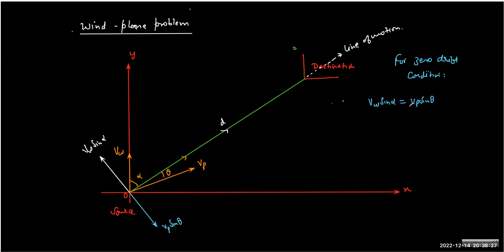Alpha is known to us because the wind flow is known to us in advance. So as a pilot, I can decide what theta is suitable for me to fly my plane, to have the line of heading so that I can reach the destination accordingly. So sin theta becomes VW sin alpha upon V plane, because theta is unknown and alpha is known.